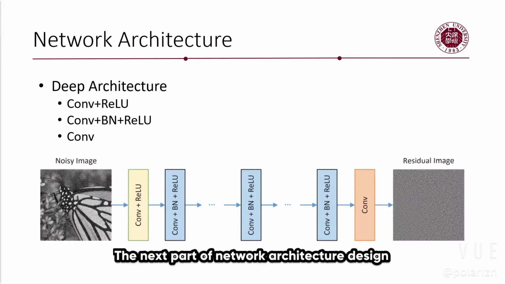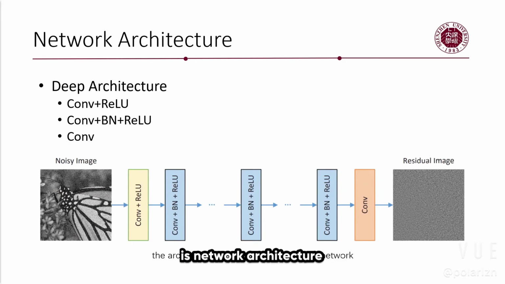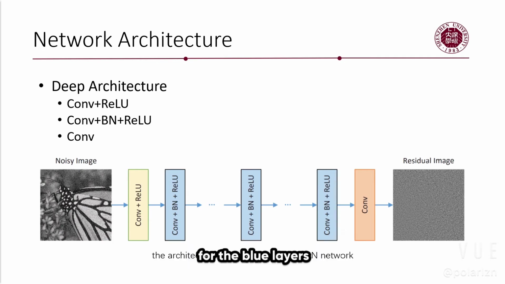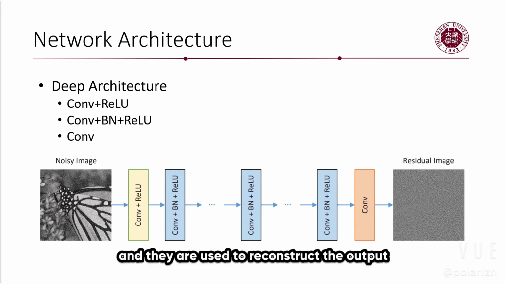The next part of network architecture design is network architecture. There are 3 types of layers shown in the figure with different colors. For the yellow layer, filters are used to generate feature maps, followed by ReLU. For the blue layers, filters are used with batch normalization, which is added between convolution and ReLU. For the last layer, the number of filters equals the image channels, and they are used to reconstruct an output.